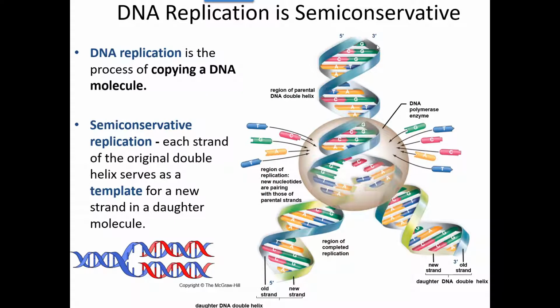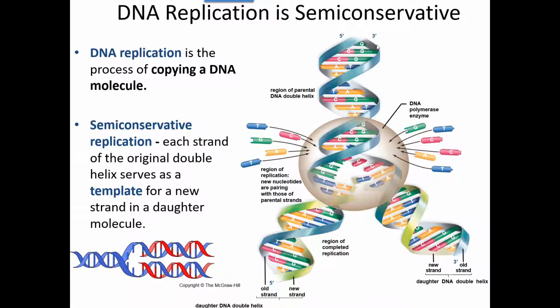Now, we need to make more DNA, because every time a cell replicates itself through mitosis, it has to double the amount of DNA. That's part of what happens in interphase. We have to duplicate the DNA before the cells can divide. So we're going to take a look at that process of DNA replication.